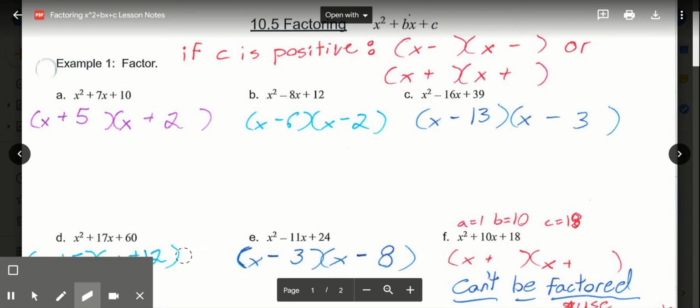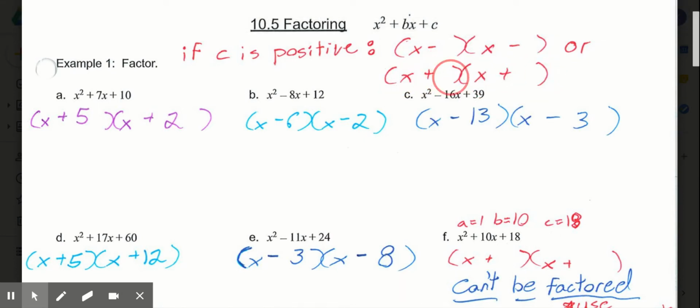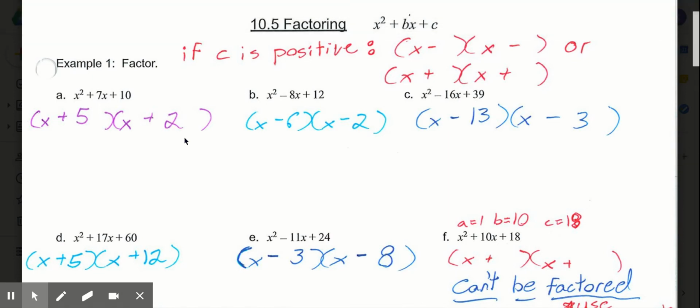So then when we use that, we will look at our setup, and in this case, if the middle value is a positive and the last value is positive, I know I'm going to use this setup here, because when I FOIL this, I need it to add to a positive 7. If the middle value was a negative, then I'd be using this top setup because of negatives. So in this case, we could set this up either way, but I wrote it as x plus 5 times x plus 2. You could also write it as x plus 2 times x plus 5.